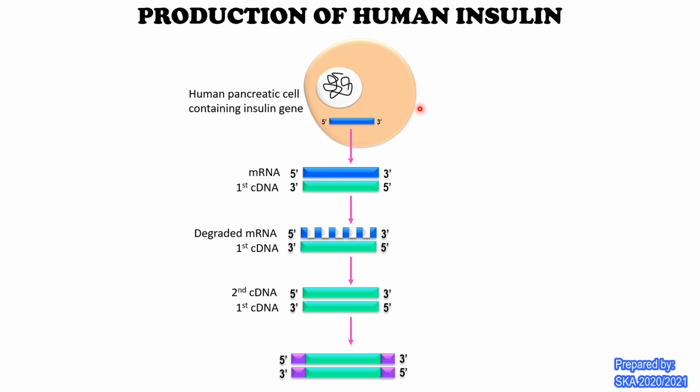First step in production of human insulin is isolation. mRNA that code for human insulin is isolated from human pancreatic cell. So, this is the human pancreatic cell that contain the insulin gene. Instead of DNA, we isolate the mRNA. This is because mRNA contain only exon, so no need to take out the DNA.